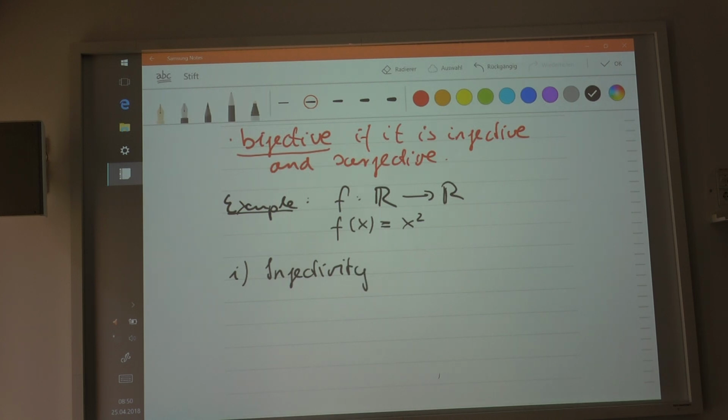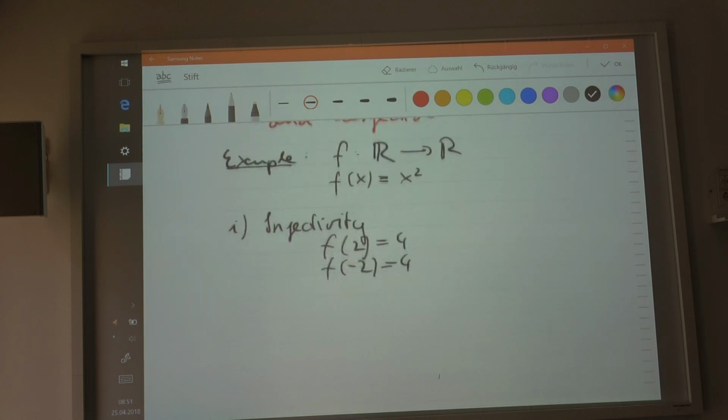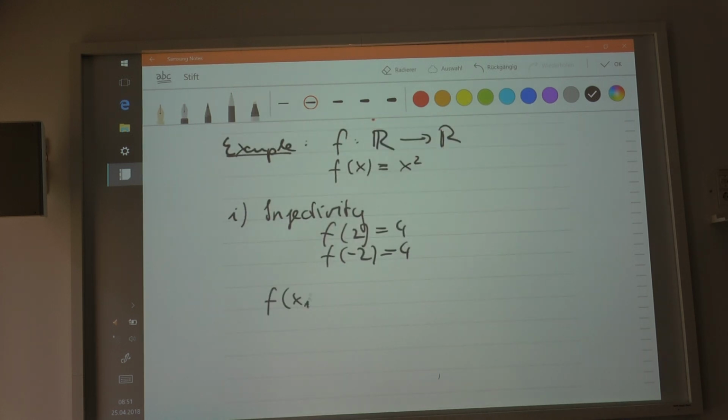Now, why is the function not injective? What does injectivity mean? It means that two different arguments always have to have two different images. So for instance, suppose that we have f of 2 equals 4, and f of negative 2 equals also 4, right? You see this? So in that case, the condition that two different arguments always have two different images is not satisfied here. If the images are equal, then this does not imply that the arguments are equal.